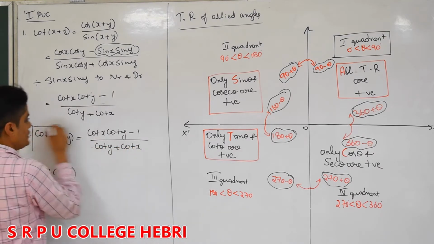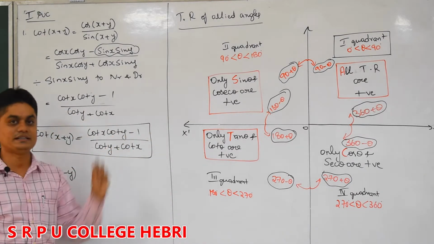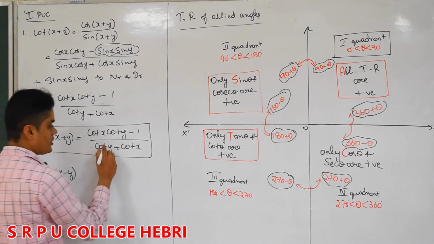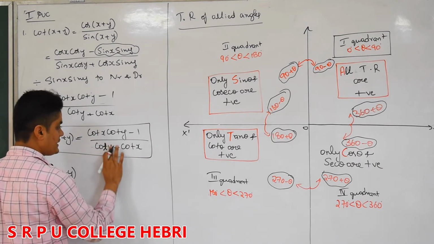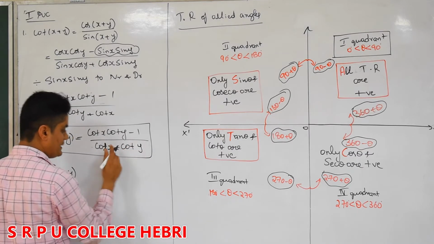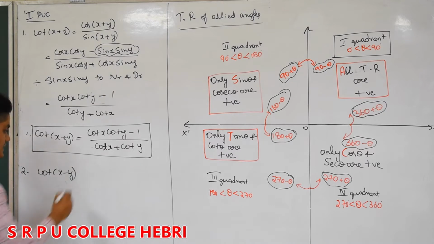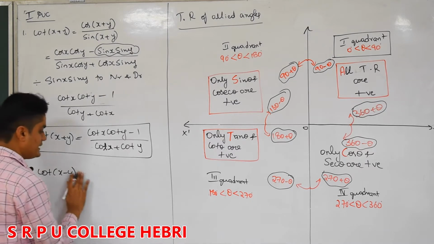So this formula you should remember. Cot of x plus y is cot x cot y minus 1 divided by cot y plus cot x, or you can rearrange it like this also. This is better, I'll tell you why. Here there is a plus, not an issue, you can write it either way, so cot x plus cot y. Similarly you have to prove the other one; I am giving this as a homework problem.